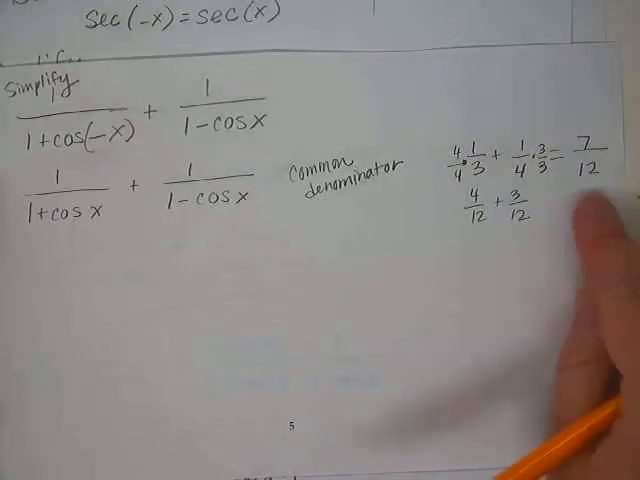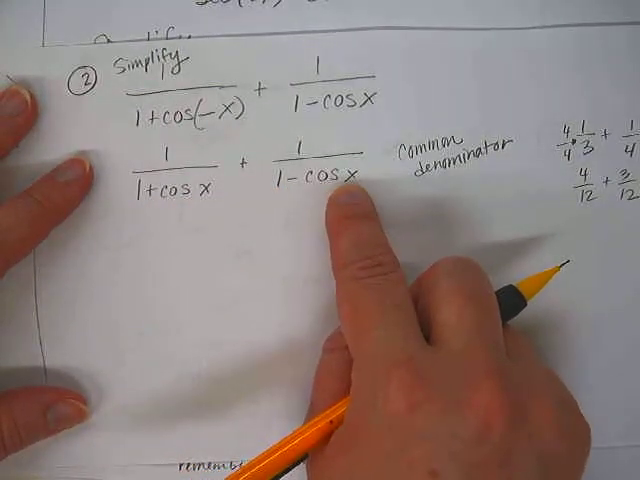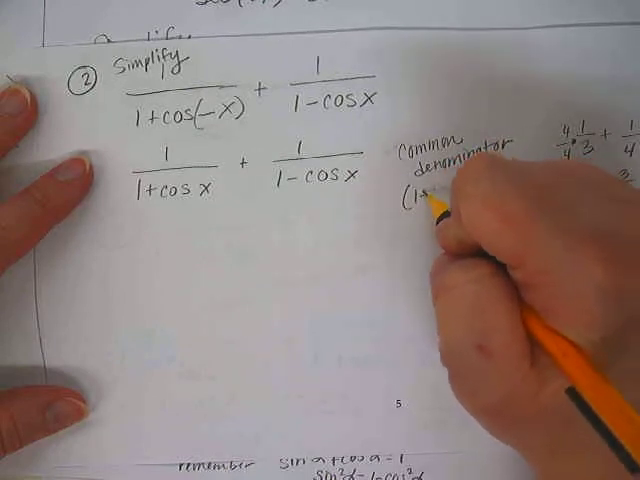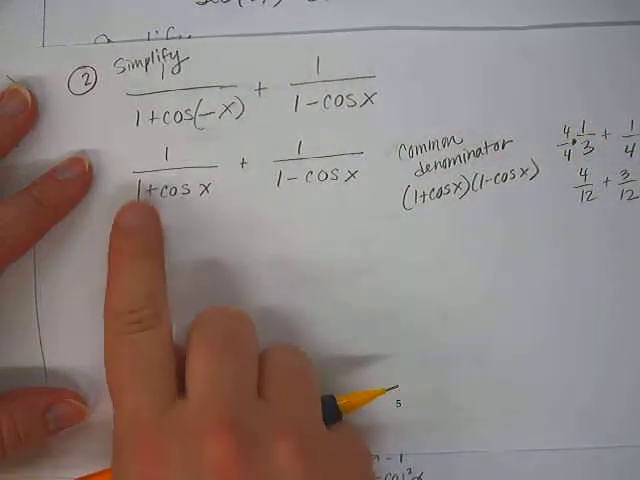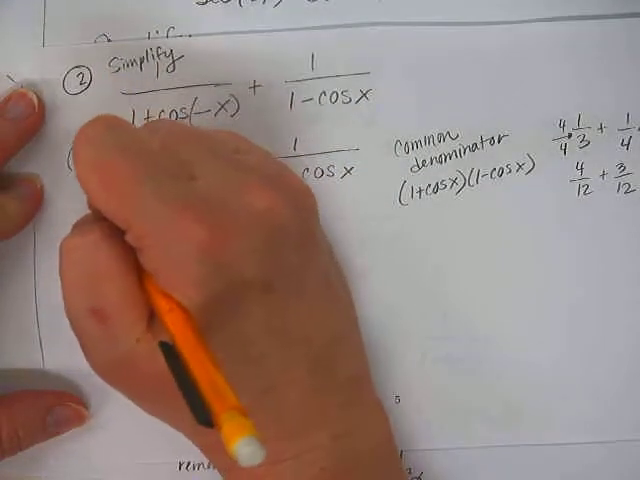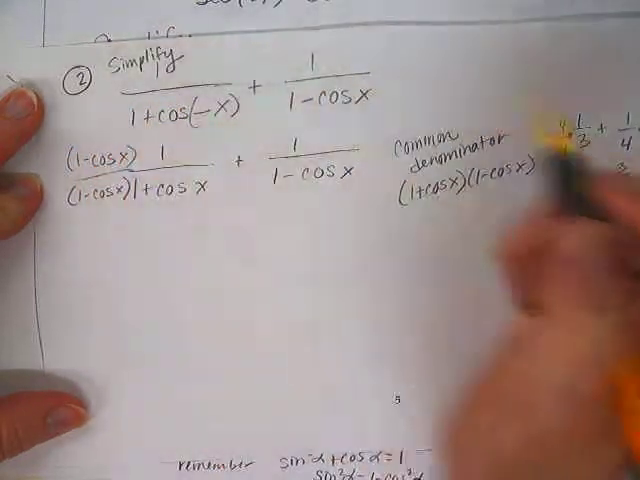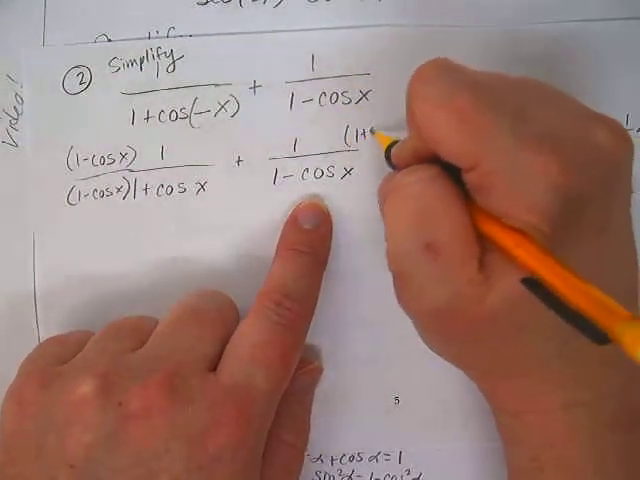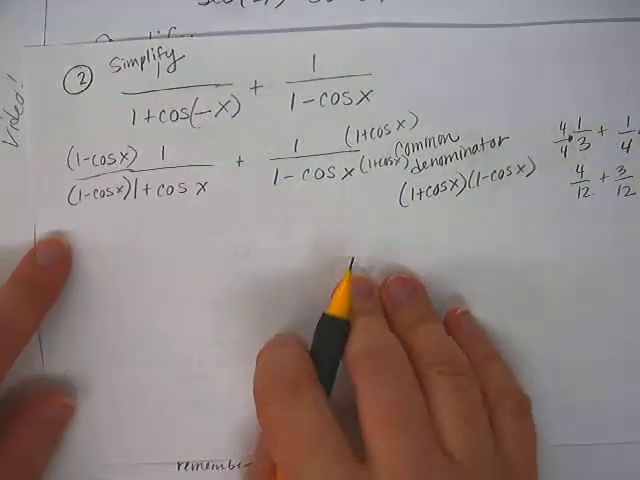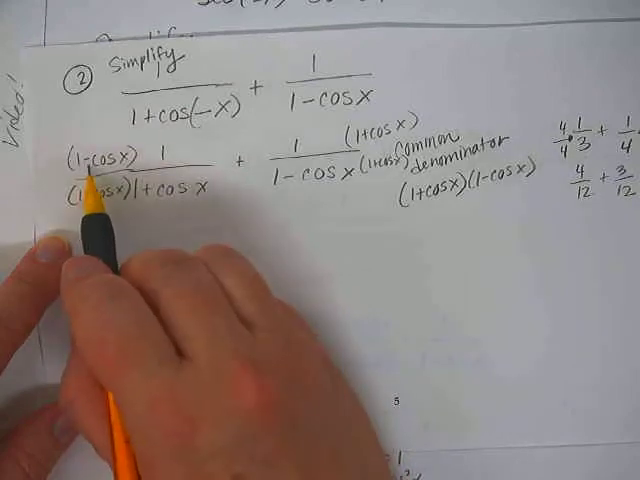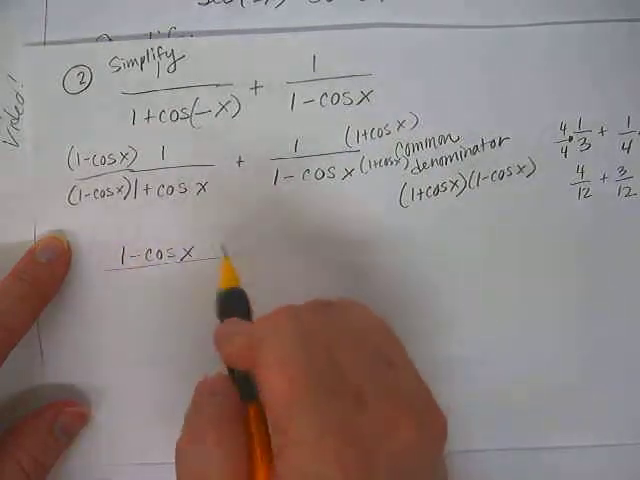And therefore we will have 4/12 plus 3/12, and we can just add those top numbers together now and get 7/12, right? Same idea here, 1 plus cosine x is different than 1 minus cosine x. So to get our common denominator, it will have to be 1 plus cosine x times 1 minus cosine x. So this fraction over here will need 1 minus cosine x, and we'll multiply on the top and the bottom so that we're multiplying by 1. This one we would need to multiply by 1 plus cosine x on the top and the bottom, so that we get that common denominator. Okay, so let's do that.